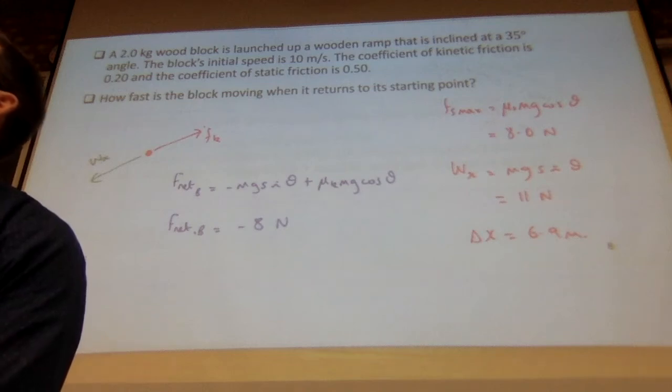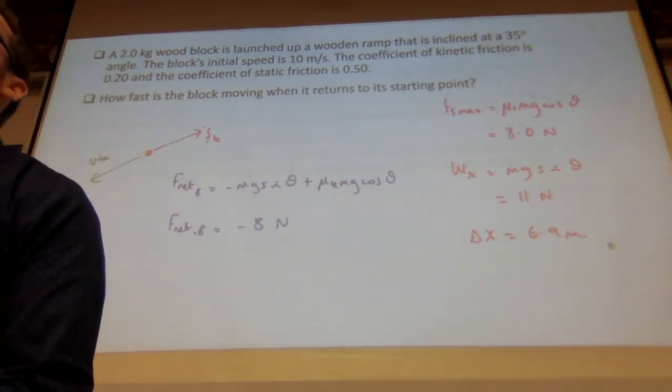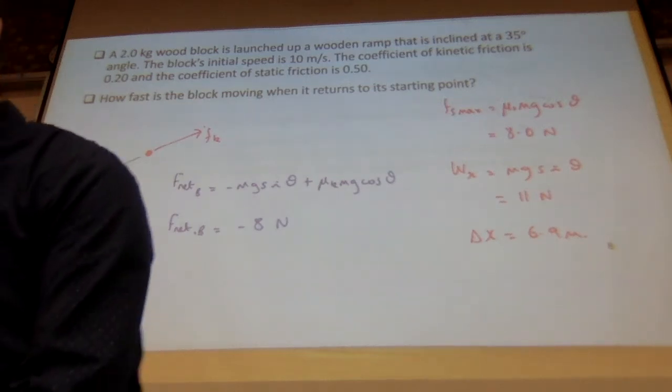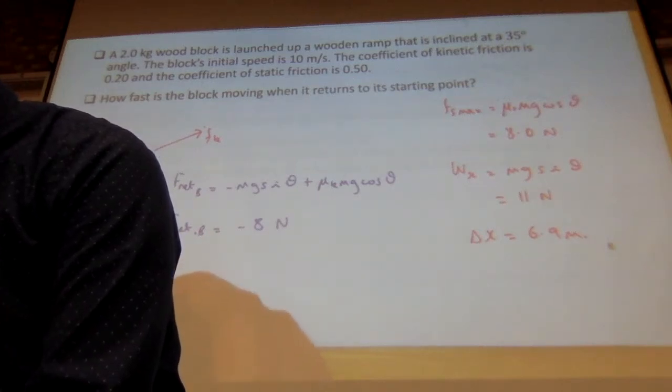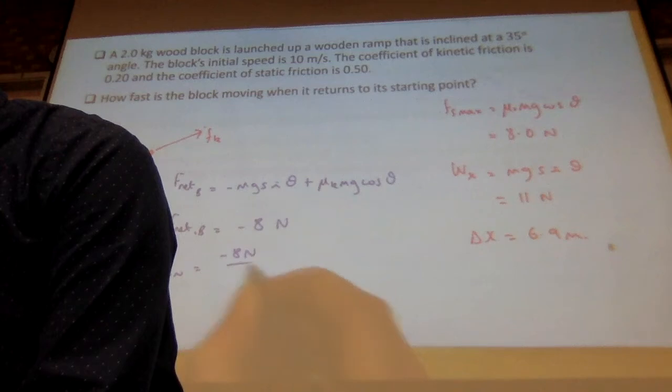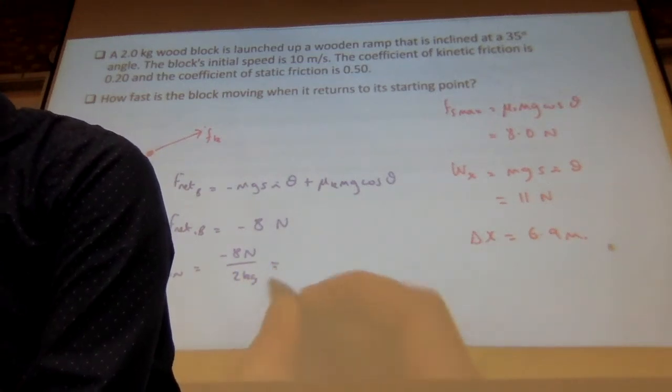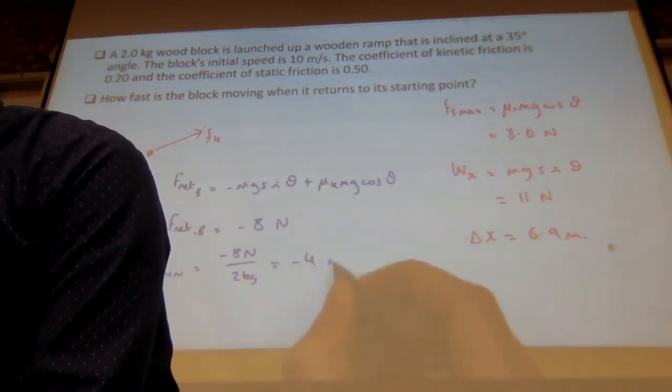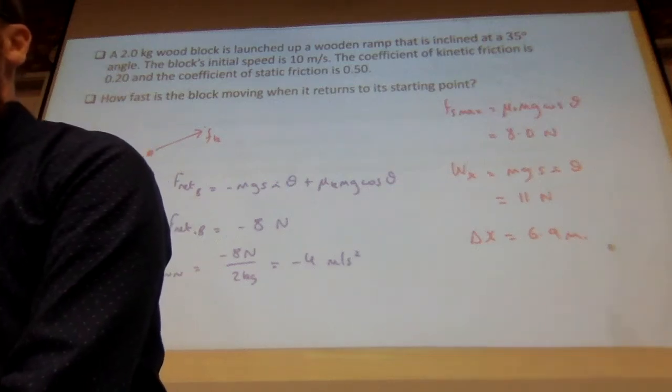Okay, so now friction's in the opposite direction. And from here, it's exactly the same problem now. Same strategy. So the acceleration of the block down the ramp is negative 8 newtons divided by the 2 kgs. It's just a negative 4. And then you would solve the problem again.